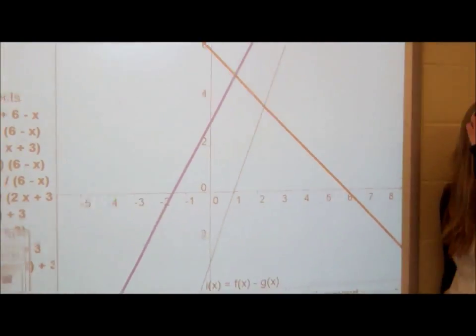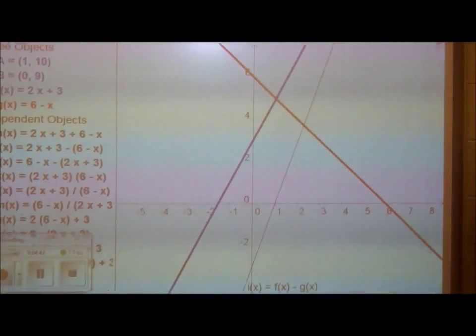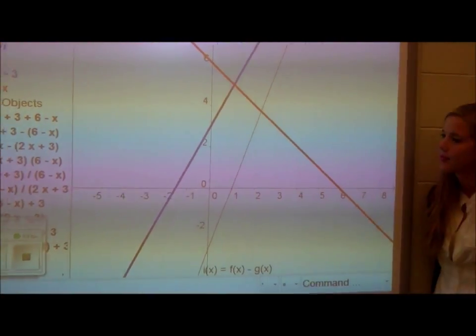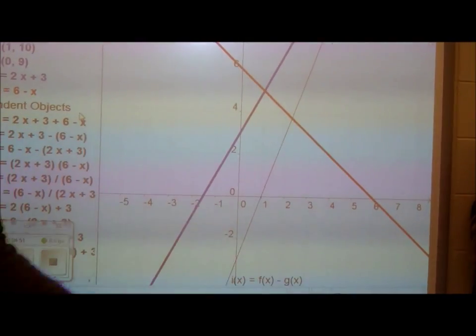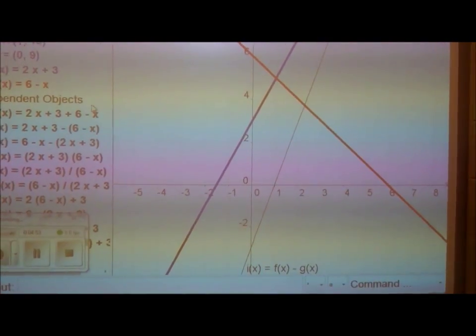All right, now let's go on. So that was subtraction. Now what if we subtract the other way? This was f of x minus g of x that created this. What's going to happen if we do g of x minus f of x?